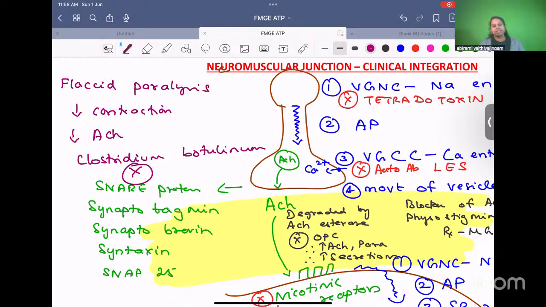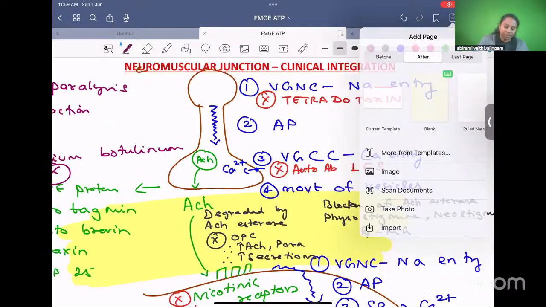Flaccid paralysis. This is in contrast to Clostridium tetani. Clostridium tetani is a blocker of GABA and glycine. GABA and glycine are inhibitory neurotransmitters. If you block inhibitory neurotransmitters, without inhibition, it will cause more acetylcholine activity and therefore spastic paralysis.